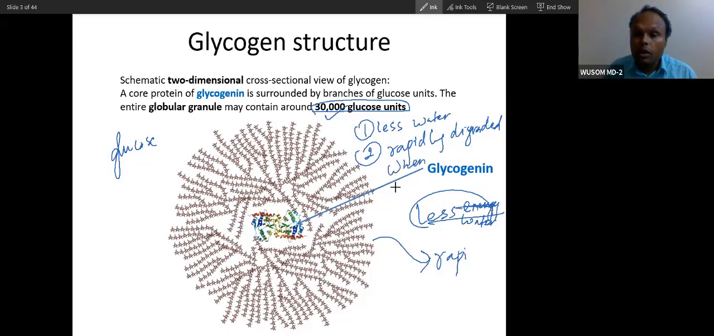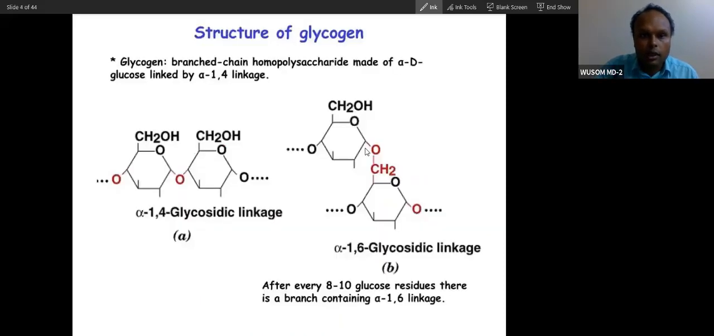When do we require glucose? During fasting, when we don't have food, and during exercise, we require glucose from this glycogen. So this is the structure and function correlation of glycogen. This is why glucose is polymerized into glycogen, because of these two reasons, and we have done this.